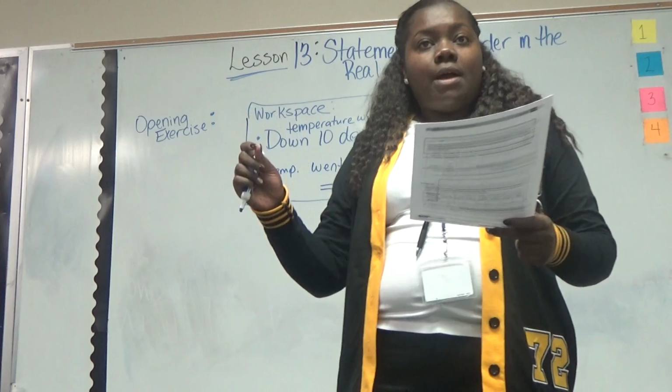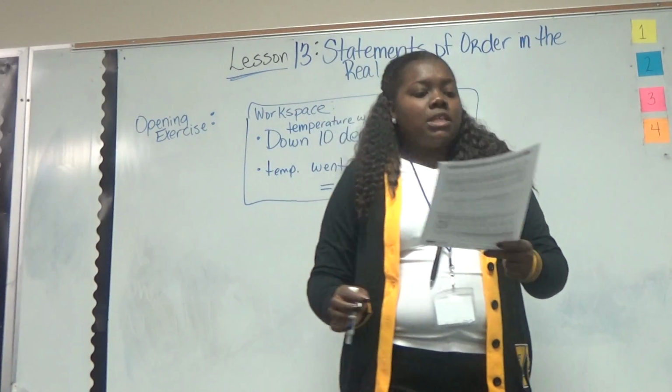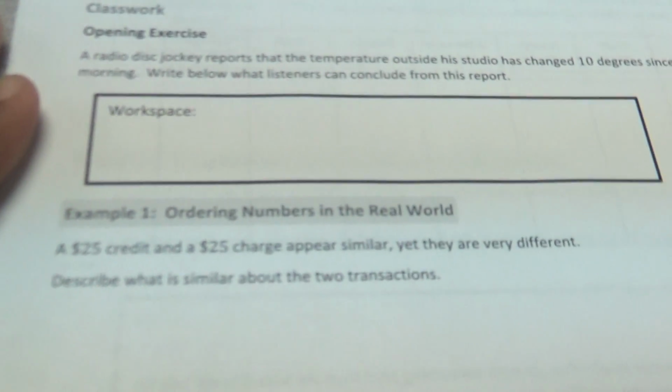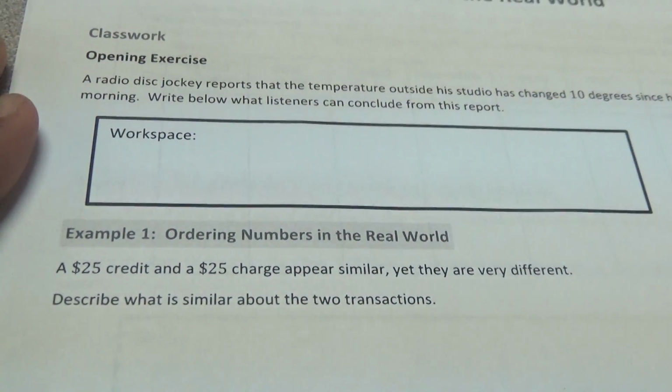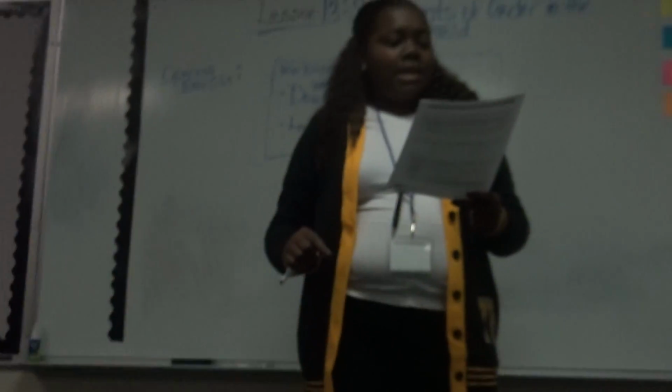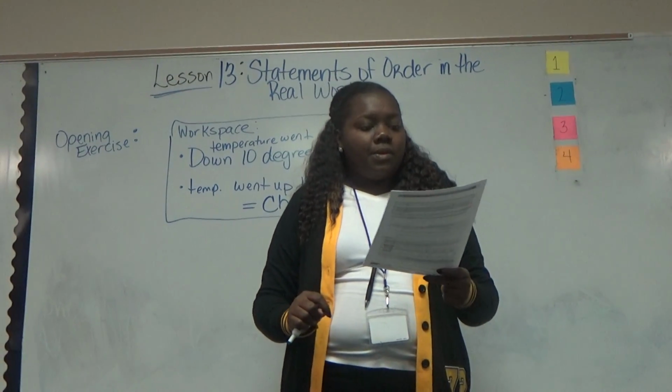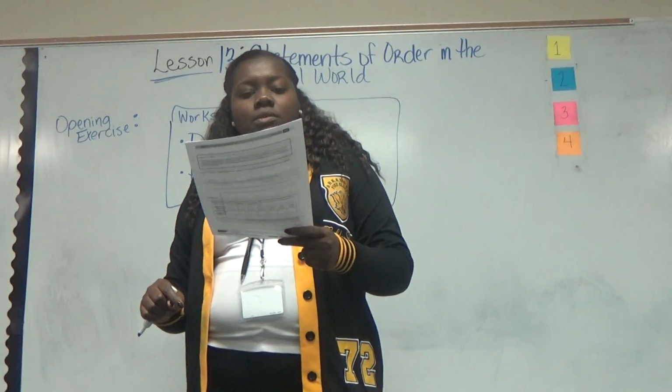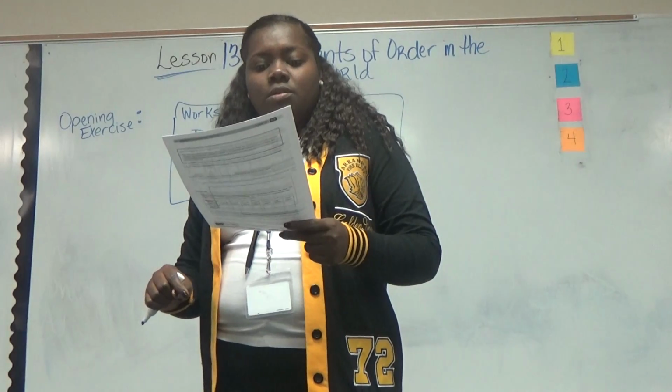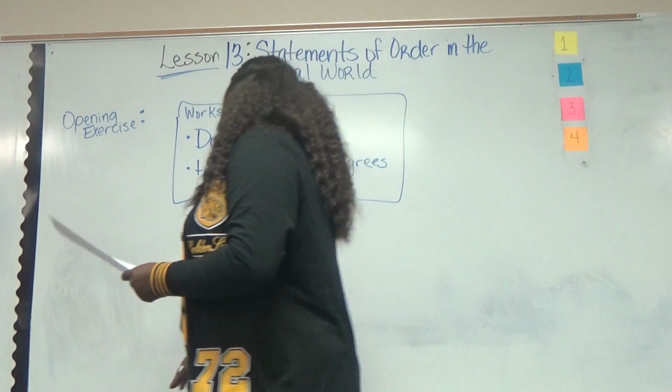Alright, so that's all you have to write in that first workspace box. Make sure that you describe that situation and what happened. So let's jump right into example 1. Example 1 tells us about ordering numbers in the real world. So read for me, Nayeli. A $25 credit and a $25 charge appear similar, yet they are very different.